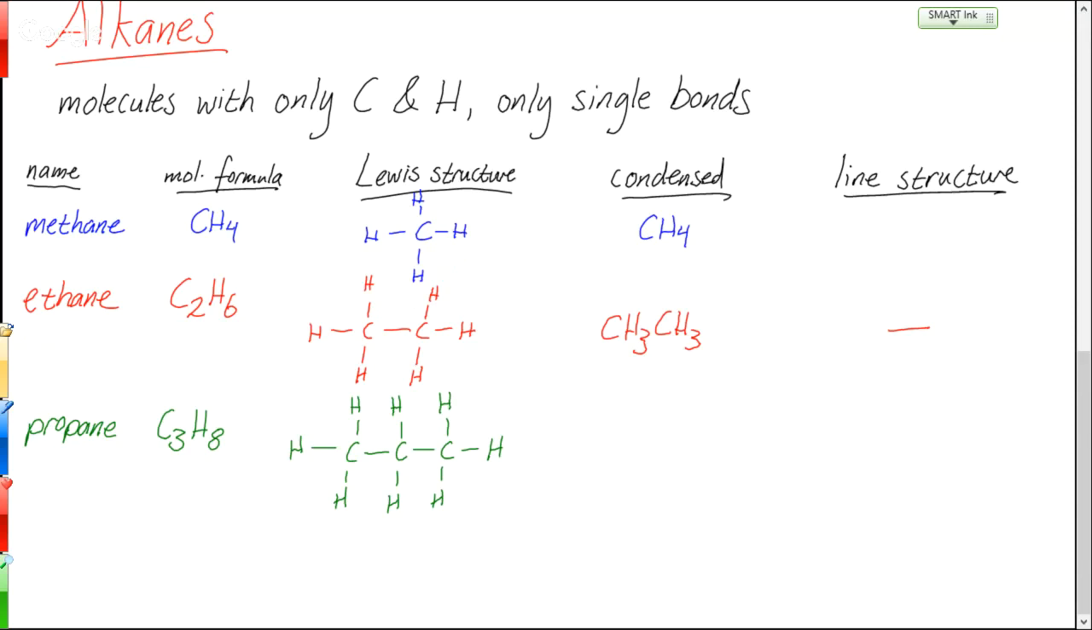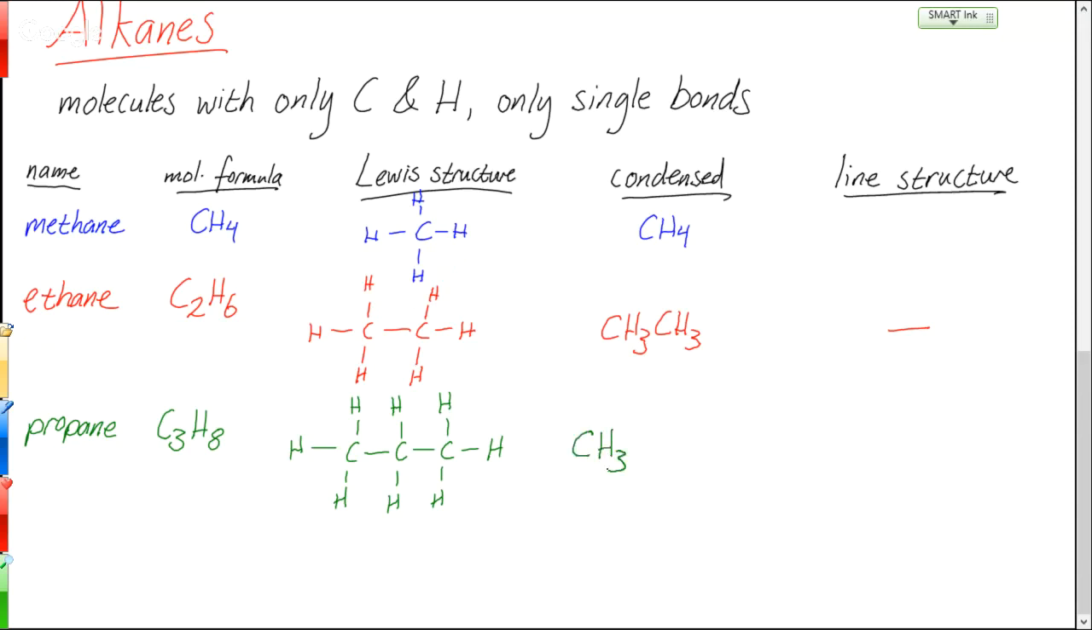Structure looks like that, and you can see it's already starting to get a little bit tedious to draw the Lewis structures. This is the reason that we don't use them much in organic chemistry: as the molecules get bigger and bigger, it just takes forever to draw out all these bonds and hydrogens and everything. So that's why we use these other types of formulas.